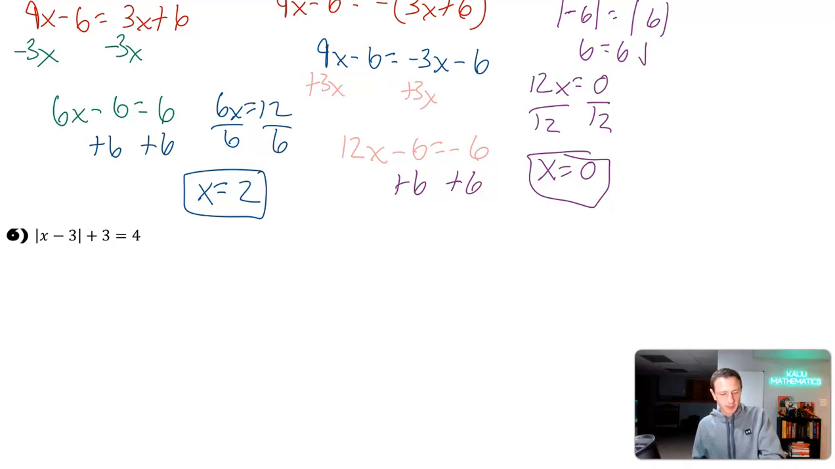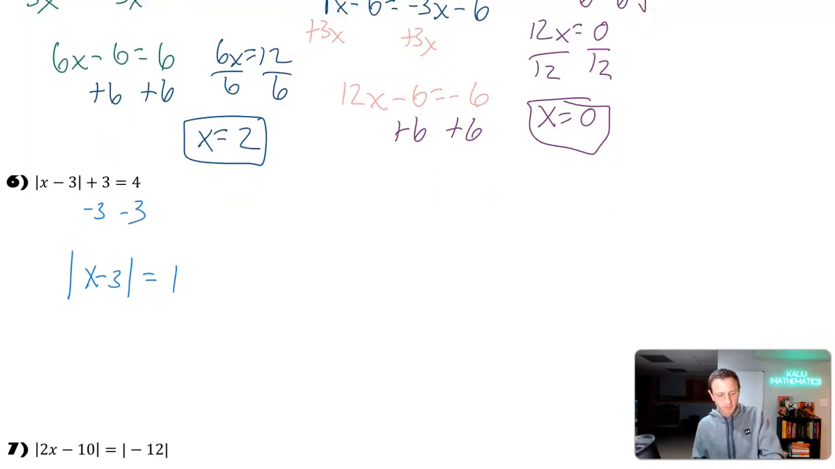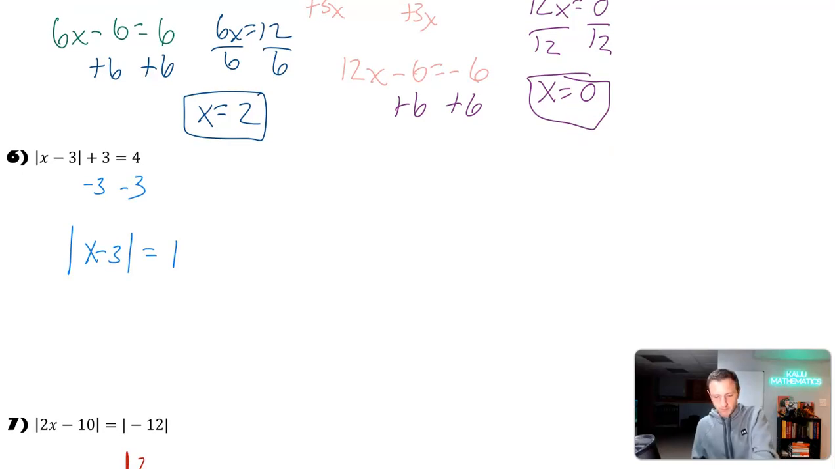Number 6, the absolute value of x minus 3, plus 3 equals 4. So I'm going to subtract 3 from both sides. I get the absolute value of x minus 3 equals 4 minus 3, which is 1. The absolute value of x minus 3 equal to 1 is going to be x minus 3 equals 1, and x minus 3 equals negative 1.